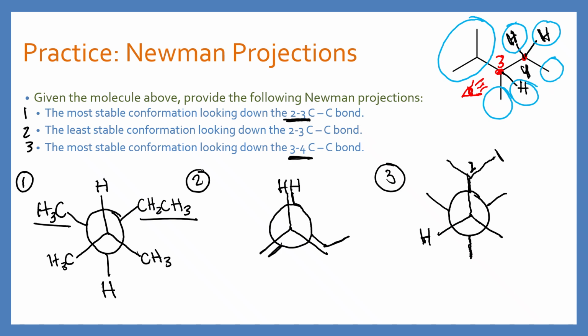And then carbon number 4 is behind it, and this is the most stable conformation. So I want to make sure that my biggest thing on carbon number 4 is very far away from this. And my biggest thing on carbon number 4 is my methyl group. So I'm going to put that here. And then my hydrogens will go here.